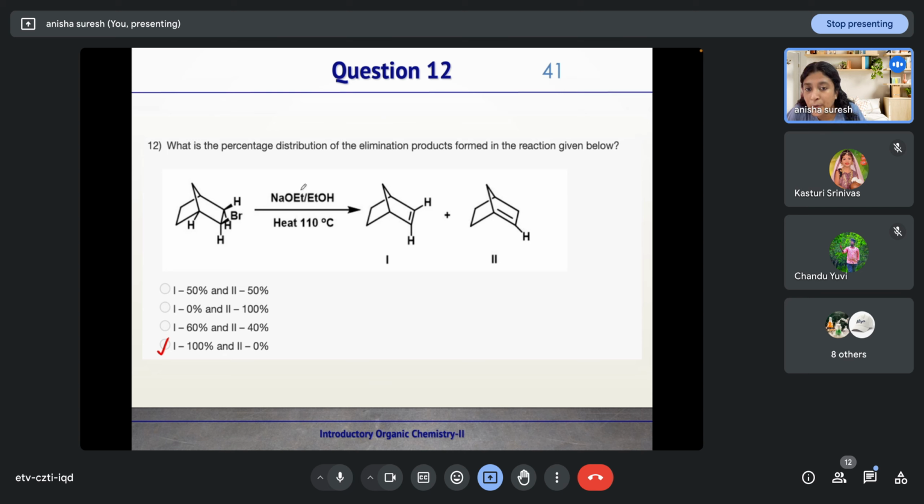So NaOEt, OEt minus can abstract this proton and this Br will be removed. So we will get this product, and when it abstracts this proton, it can lead to formation of this product. But since this double bond is coming at the bridgehead position, it is violating Bredt's rule. So this product is not stable at all. That is why we are getting 100% of this product only.